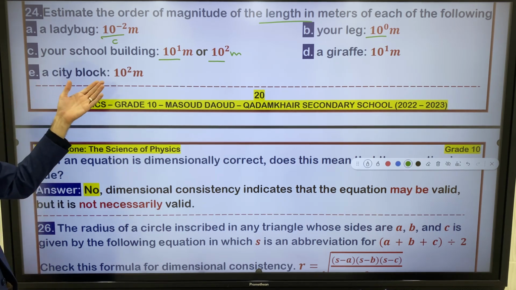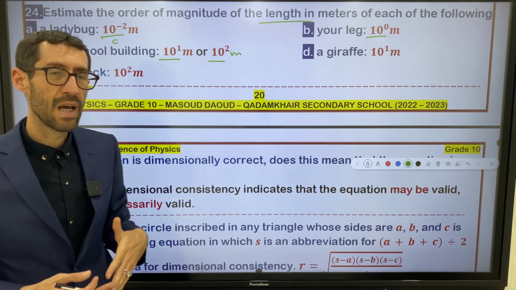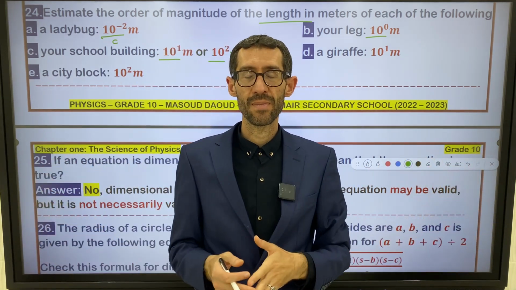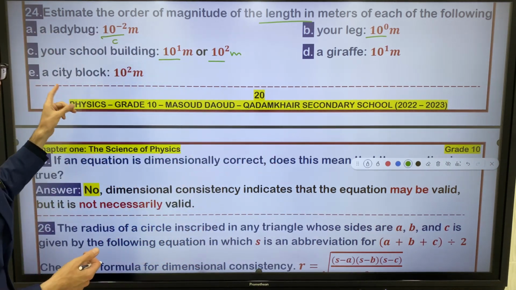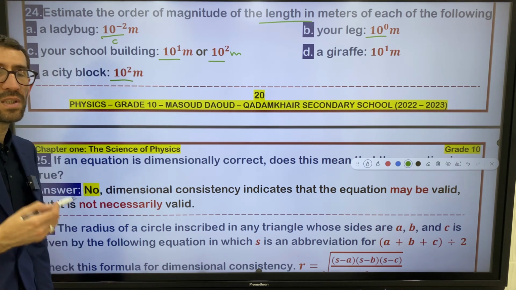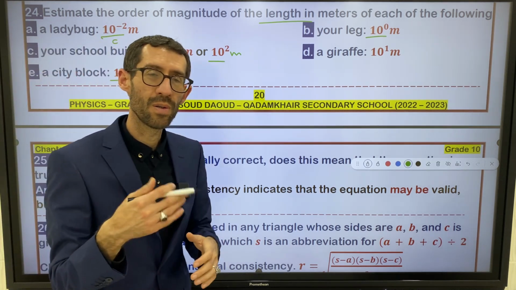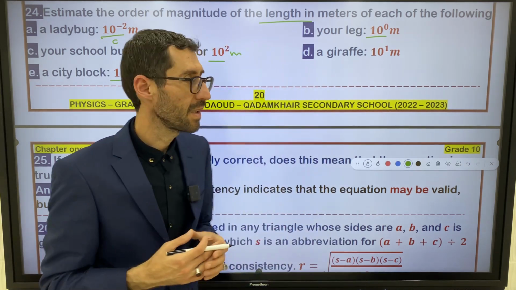A city block is like an actual neighborhood. Think about a lot of houses surrounded by trees, right? So a group of houses together is measured in what? It is measured in 10 to the power 2 meters, not, for example, 10 to the power 1 or any other order of magnitude.